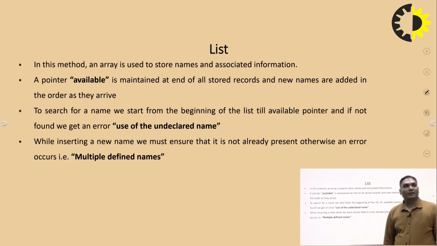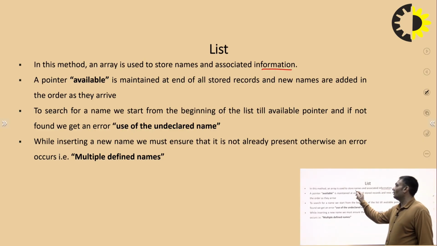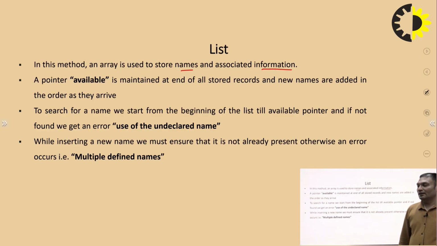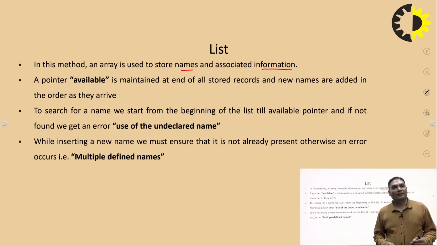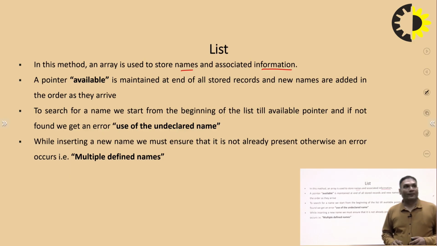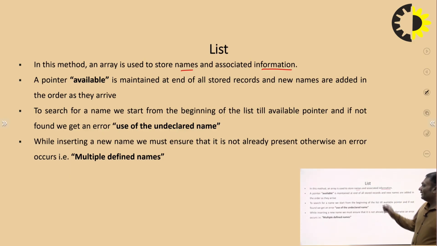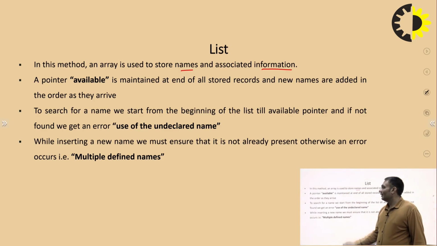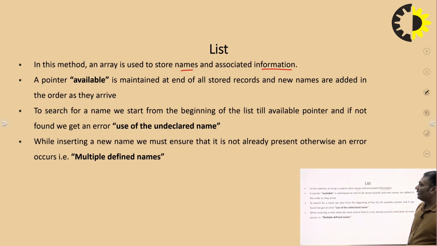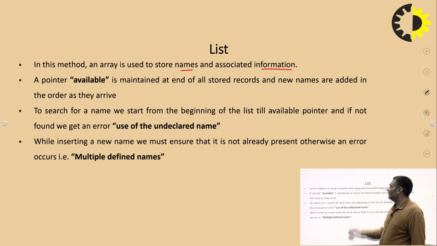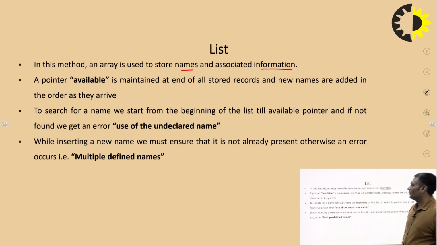So what is a list? List is a method. Here an array is used to store the name and associated information. Everything inside the symbol table has 2 parameters, one is the name and the second one is the information. So the name and its associated information is stored in the form of an array. This type of structure is called a list.